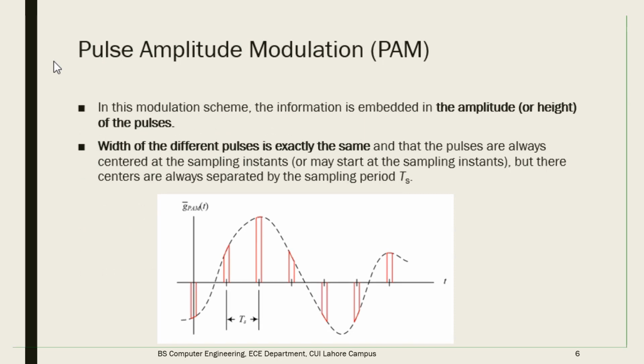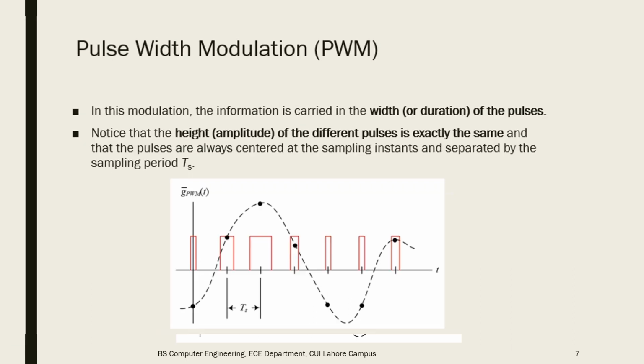The first type of pulse modulation is pulse amplitude modulation. In this modulation scheme, the information is embedded in the amplitude or height of the pulses. These pulses are basically our carrier signal, and we will be transferring information by changing the amplitude of these pulses. You can observe here that the width of these pulses is the same, but the only difference is in their amplitude.